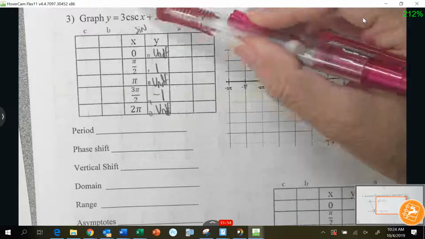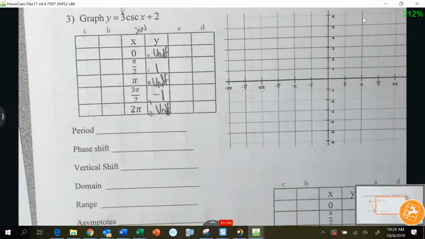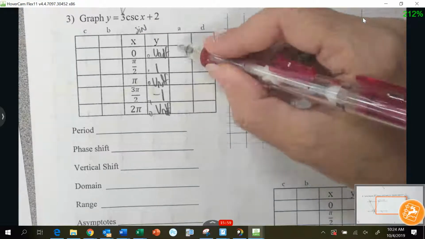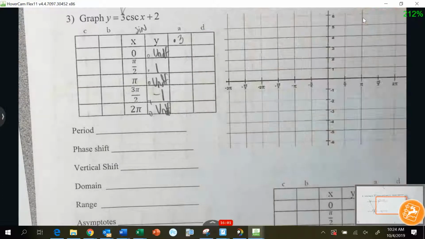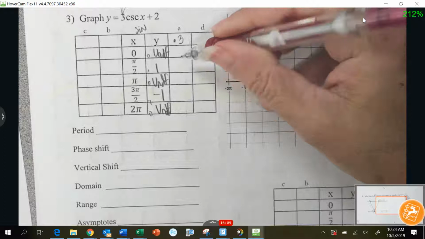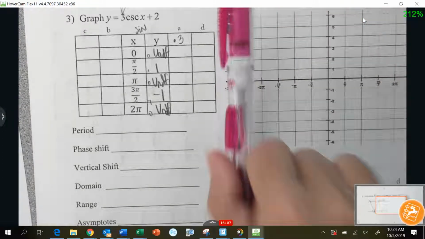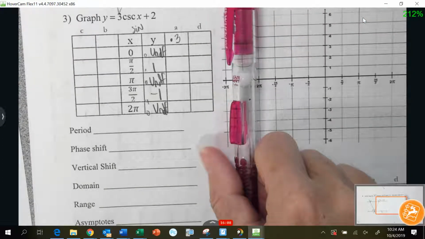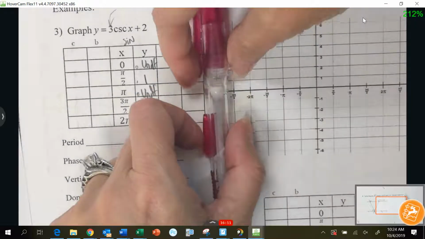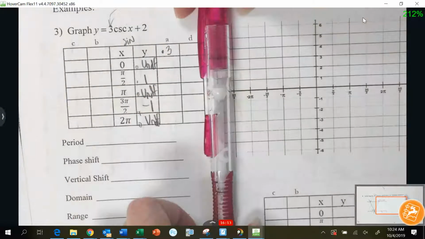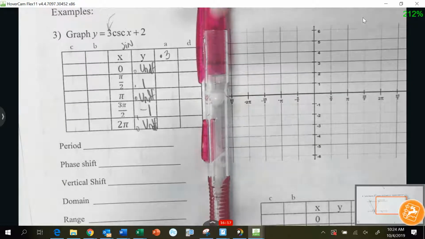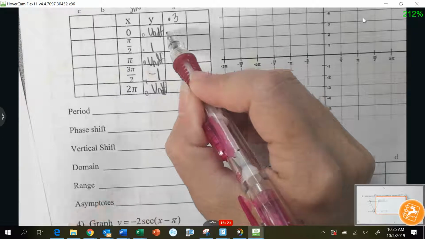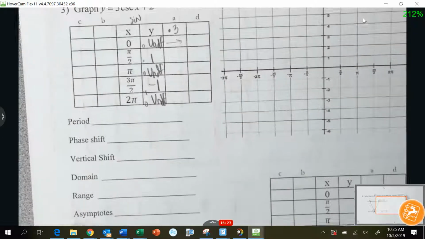All right, what's the 3 do? Vertical stretch. So that goes on the vertical side. We're going to multiply everything by 3. So if I take an asymptote, here's an asymptote, and I stretch it vertically, I pull it up and down vertically, what happens to that asymptote? It's still there. It didn't move anywhere. So this is going to still be undefined.